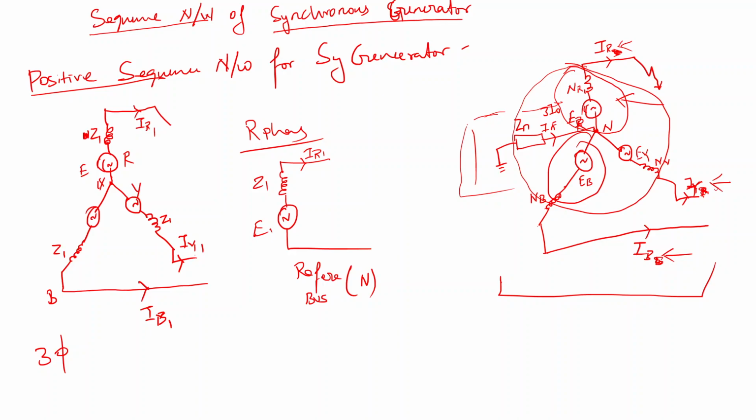What is next for the same generator? For the same generator, if I want to go for negative sequence, let's check. Please remember the conditions also. What are the conditions we have for negative sequence?